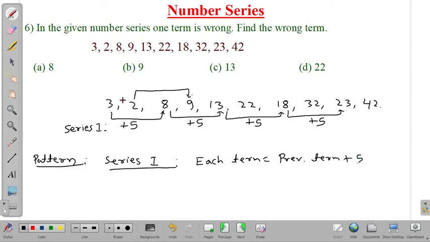Now if we see the next series, because it is a combination of two series, so it is our series 2, series 2.